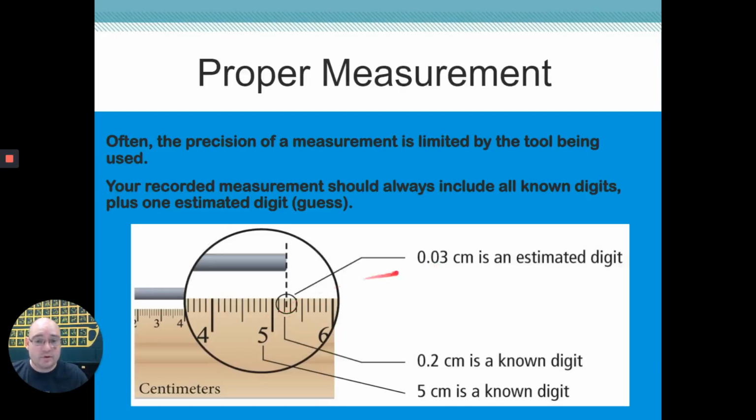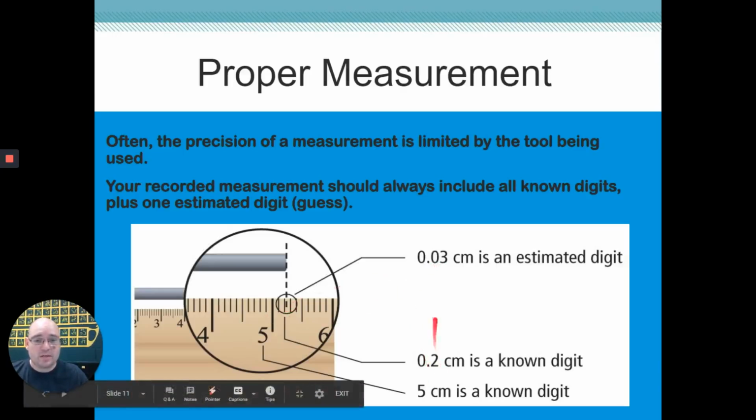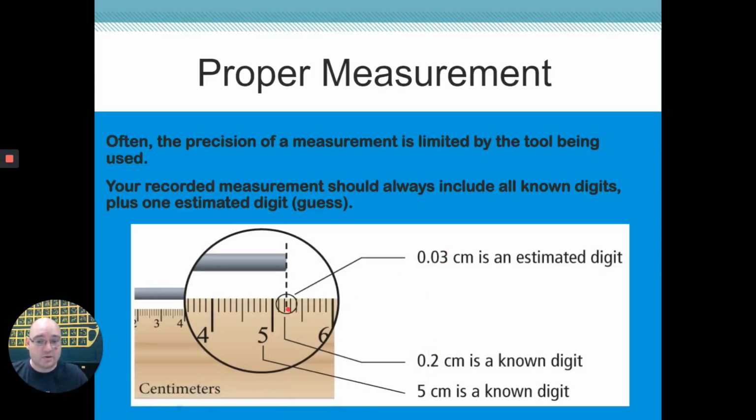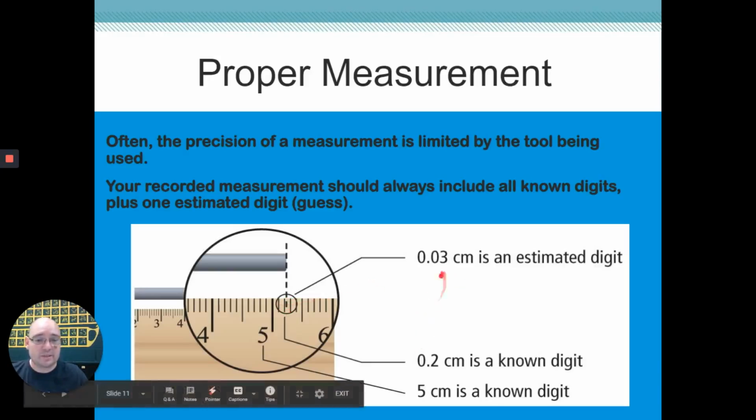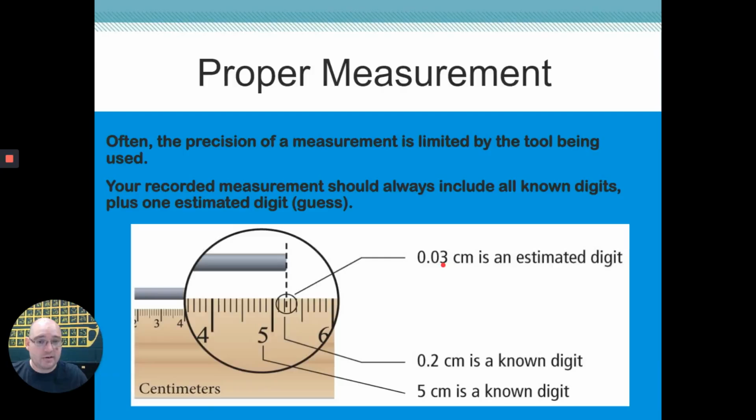Now if you were to say that this was 5.23, adding all these together, that would be a correct measurement. If you said it was 5.22, that would also be a correct measurement. Or 5.24 could be a correct measurement. It's not as correct. I mean, you get better with your guess as time goes on. But you'll notice that each person is going to make that guess a little bit different. That's where your error is. Your estimated digit is your error.